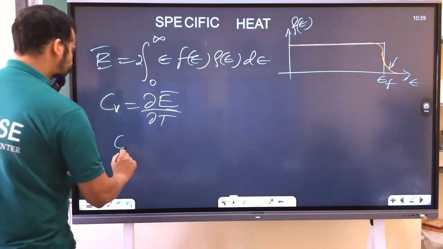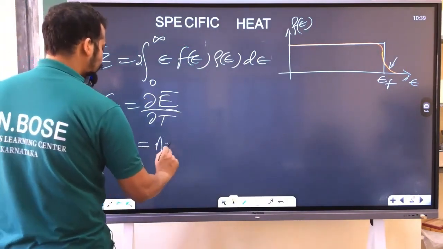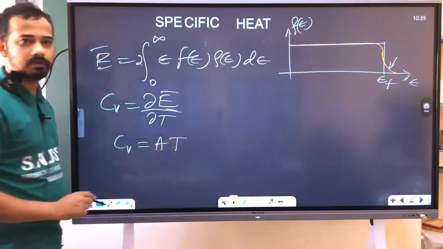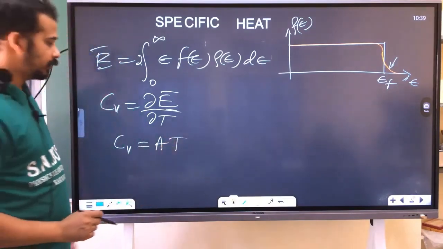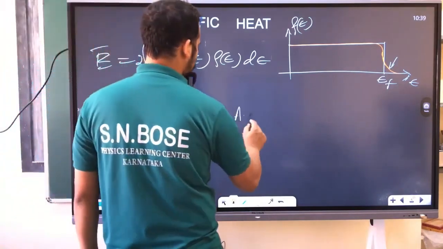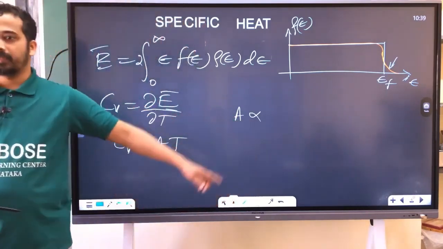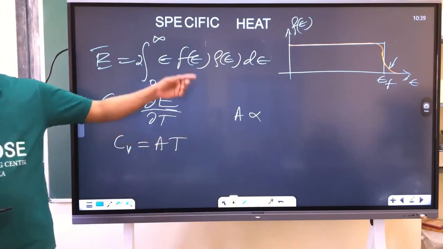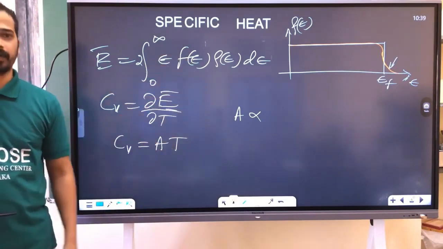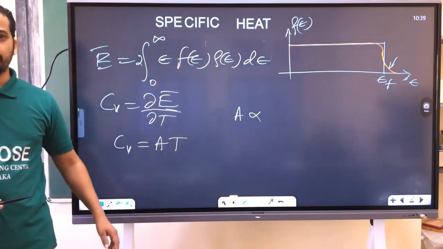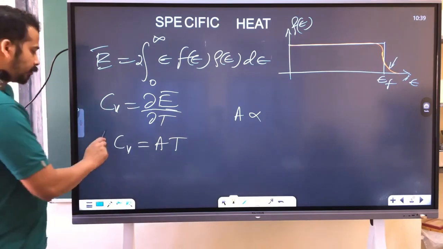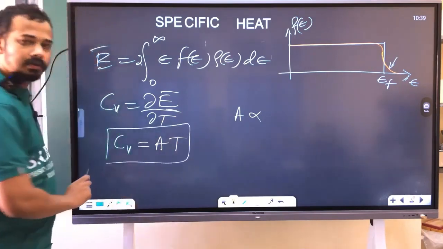But what you need to remember, CV is equal to A into T. It is proportional to T power 1. What I need is, what is this A proportional to? That depends on Fermi level, the Fermi energy. That Fermi energy depends on the density of the particle. Got my point? This is an electronic contribution to specific heat.